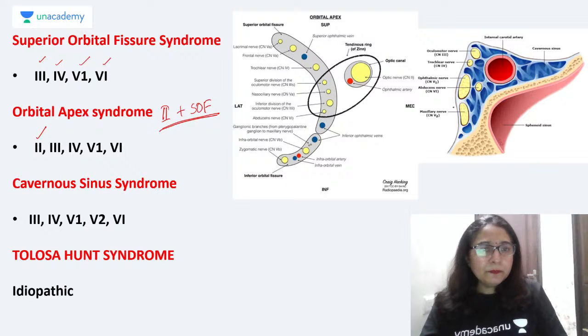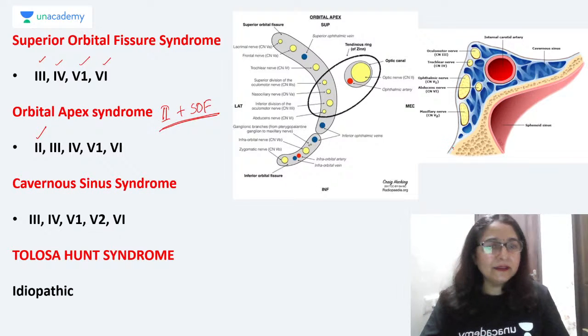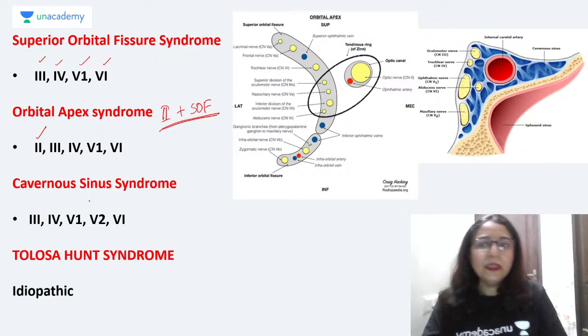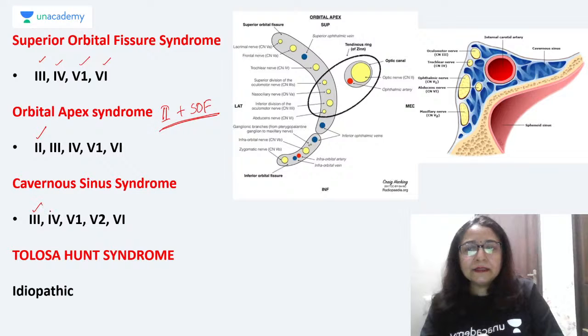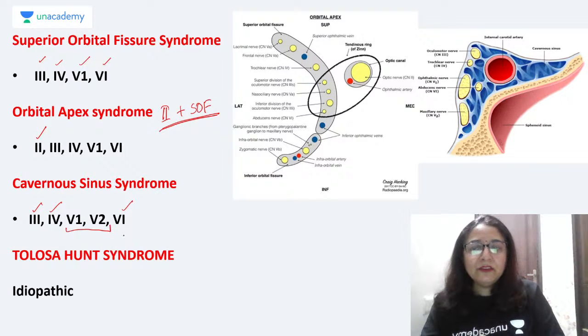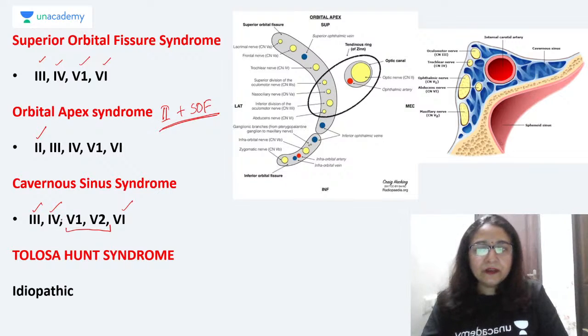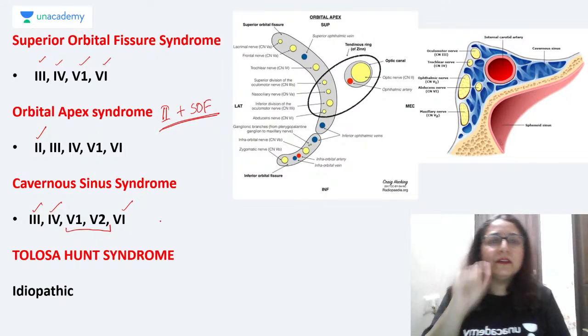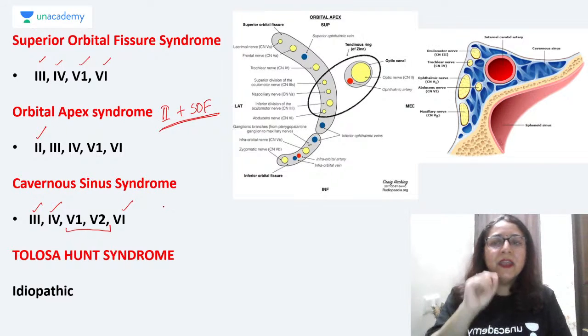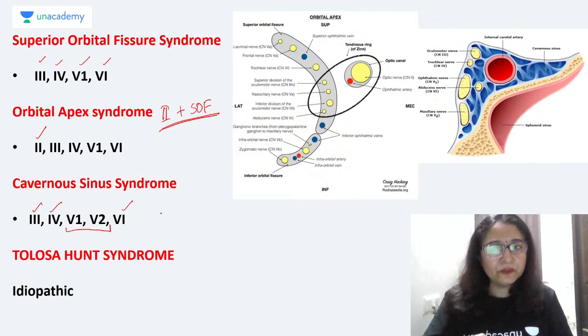But if the inflammation is in cavernous sinus, that is like cavernous sinus thrombosis, okay, then we know that optic nerve is not related to cavernous sinus. Okay, the nerves which are related are third, fourth, sixth, and first and second division of the fifth nerve. Third, fourth, and fifth are in the wall, and sixth nerve is within the sinus. So sixth nerve is the first nerve to be affected when the cavernous sinus thrombosis is happening.